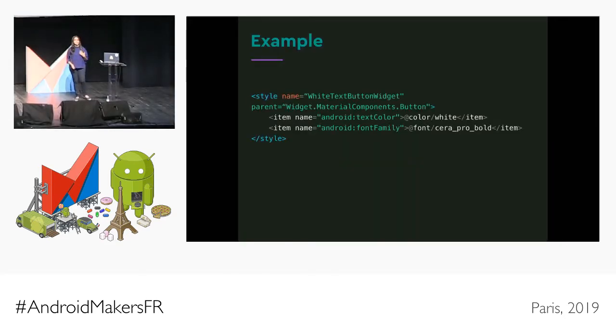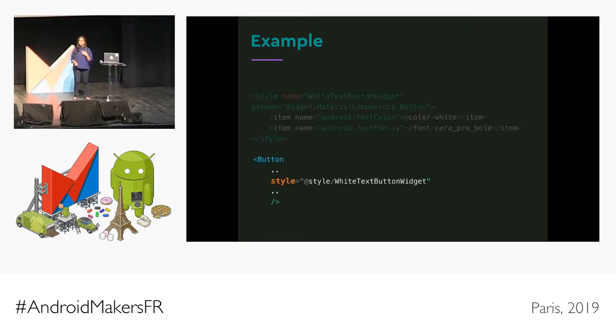So let's take a look at an example of a good old style. This style is inheriting from another style, so styles can inherit from each other. And then Android:textColor and Android:fontFamily are the keys to this key value store. Therefore, they are the attributes. And the values is what we provide, which is color white and Serra Pro Bold in this case. And then we can apply the style using the style attribute on a view or anything that extends a view.